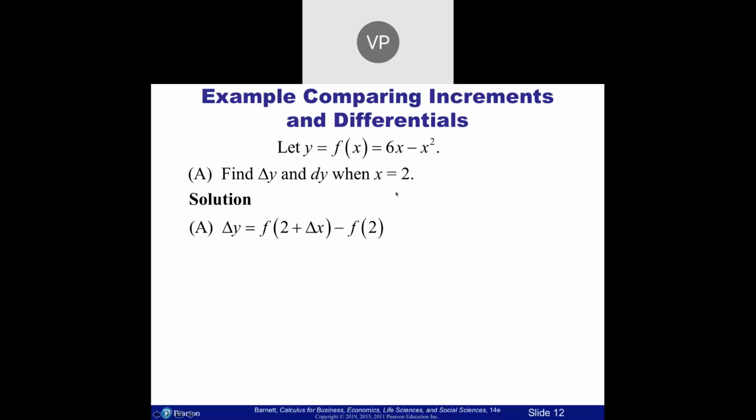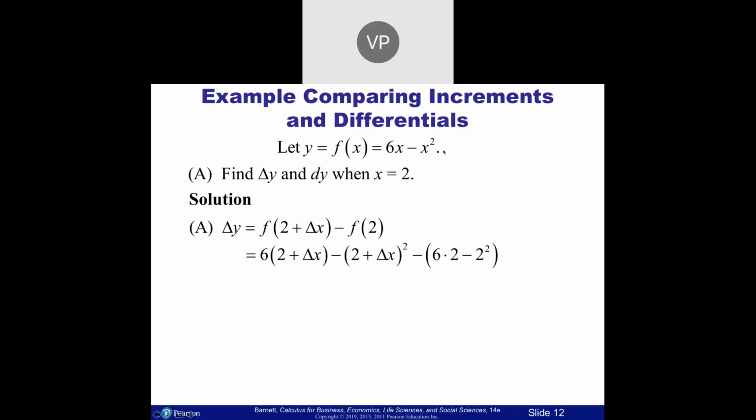We know the x value is 2. We don't know the delta x. We don't know the delta y. That's what we're trying to find. Okay, so we start plugging things in here, and you look at what we get. Okay, now, make sure you remember how to do this. What are they asking here? So let me start with this back end, f of 2.